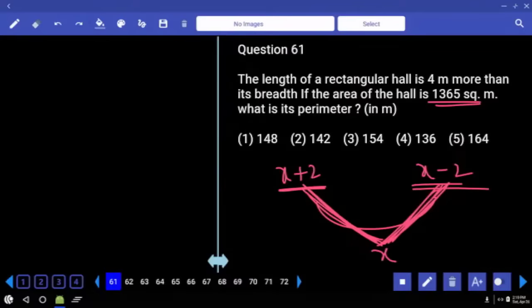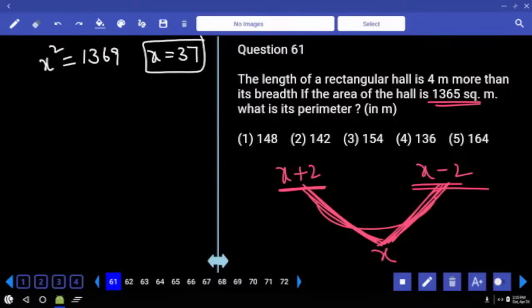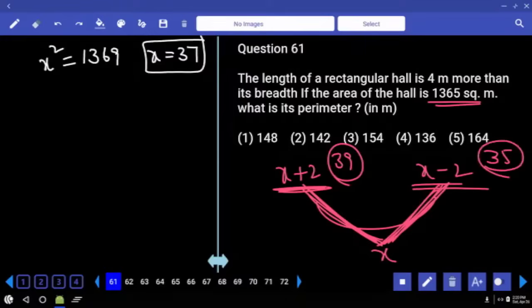x square minus 2 square, right? Minus 2 square goes to the right hand side and it becomes plus 4, right? So x square is equal to 1369. From this x is equal to 37. So our length is x plus 2, which becomes 39. Breadth is x minus 2, 37 minus 2, that is 35. Now we got length and breadth.